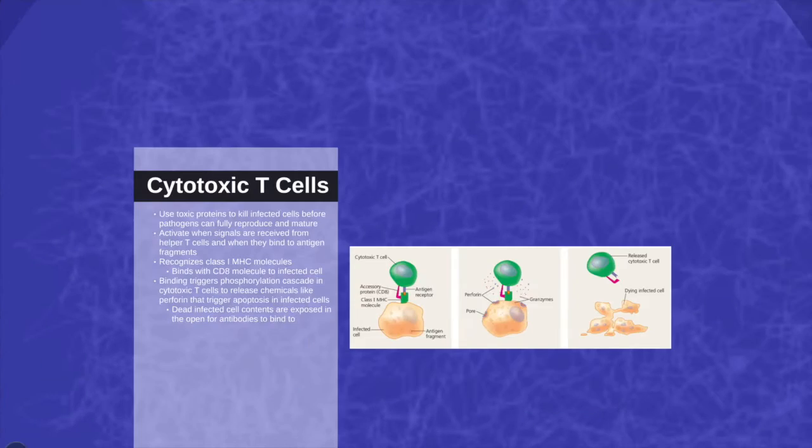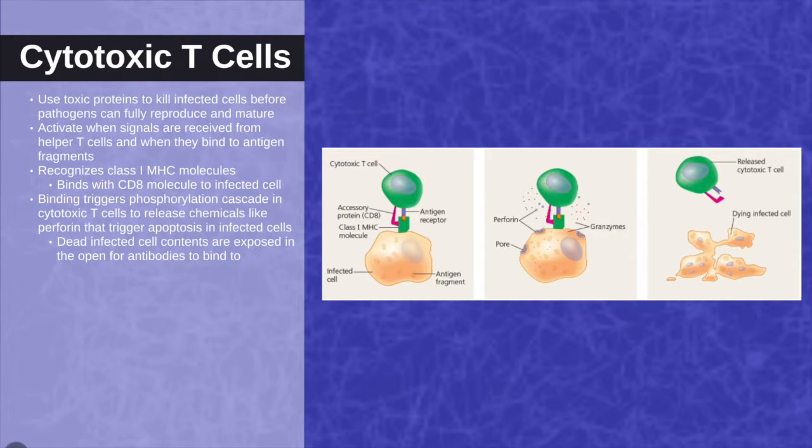Now, cytotoxic T cells actually take a more active role in destroying these infected cells. They use toxic proteins to kill infected cells before the pathogens really reproduce and grow. They become activated when helper T cells send out the cytokines to activate them. Cytotoxic T cells recognize class I MHC molecules, and they bind to the antigen fragments and the MHC I proteins with the help of an accessory protein called CD8.